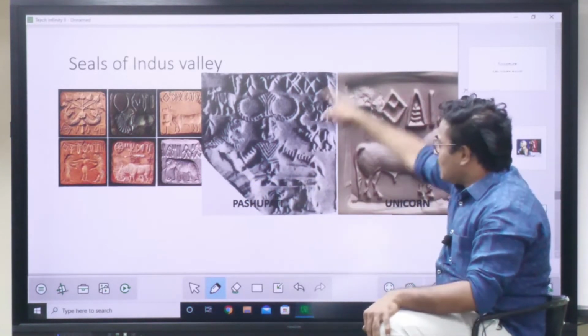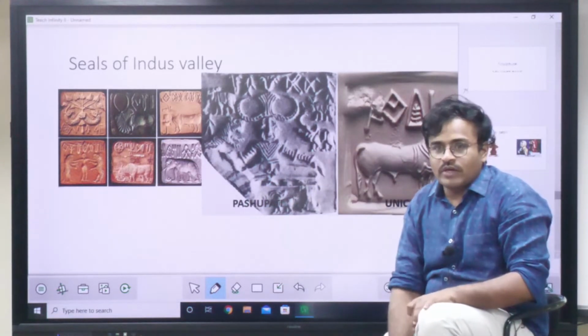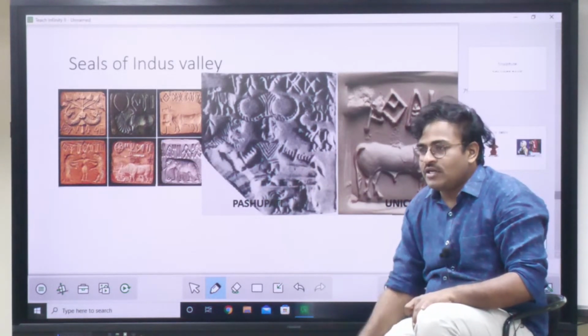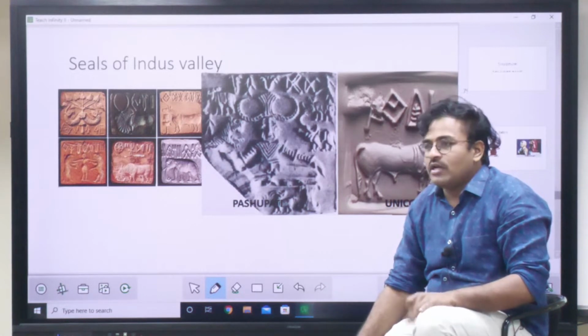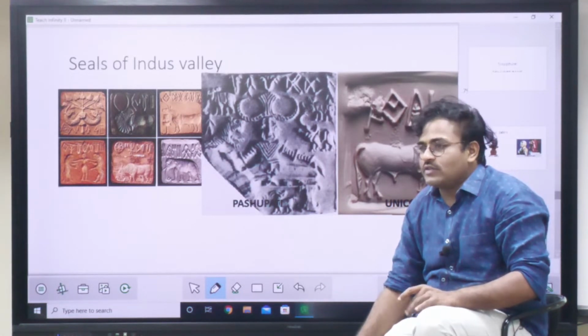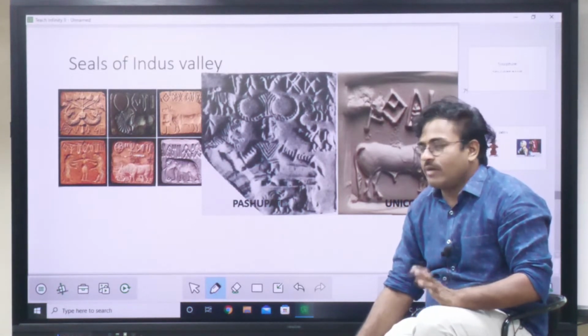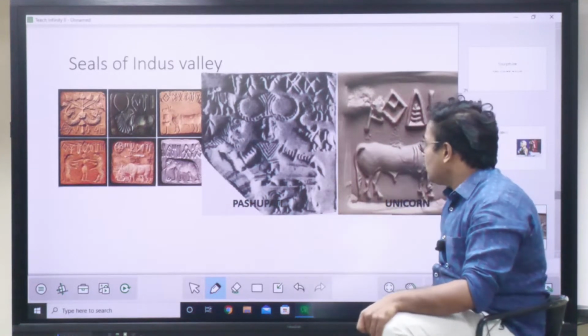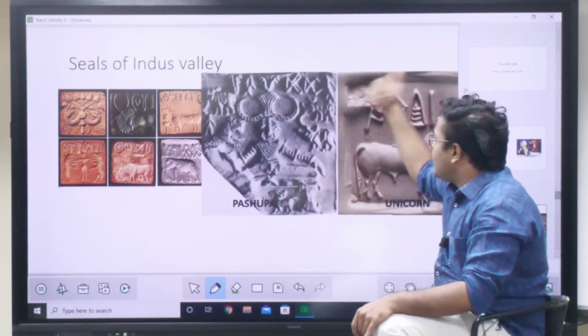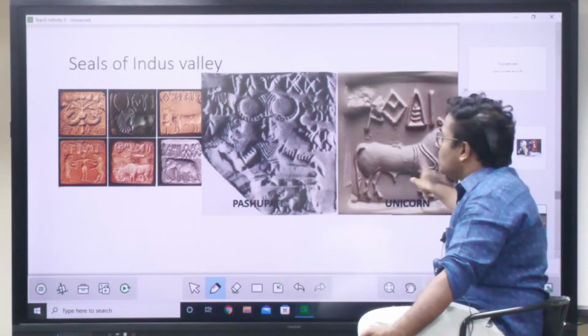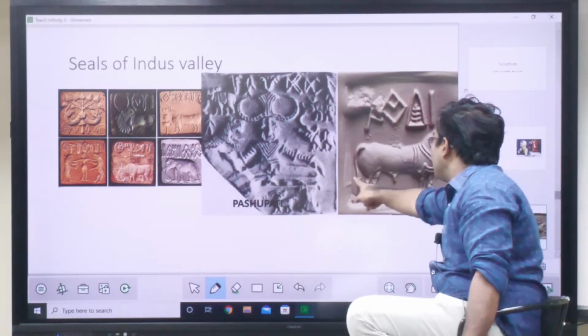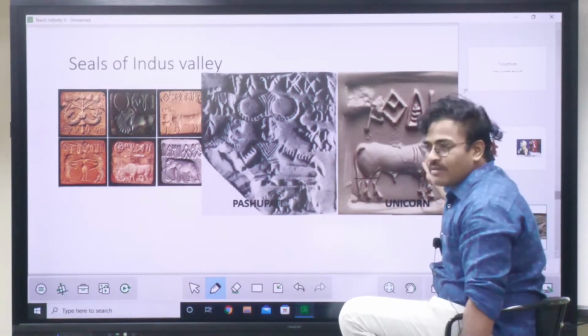This is the Pashupati seal. Remember the animals which are present: bull, elephant, rhinoceros, tiger and deer. This is the image of Pashupati sitting in a cross-legged position, horned deity. The same unicorn is depicted here too. You can see the image of unicorn.